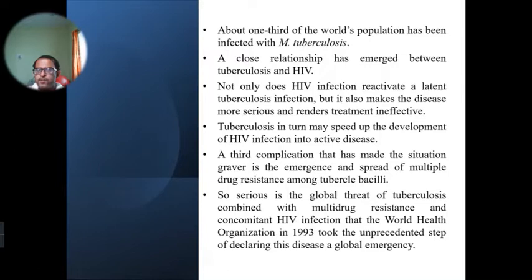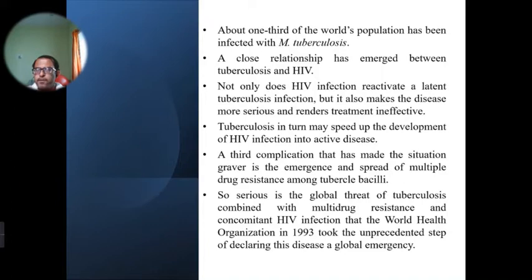Now there is a contribution between these two diseases, HIV infection and tuberculosis infection; there is a correlation between these two. Here HIV infection reactivates the latent phase of tuberculosis and makes the tuberculosis disease more serious and treatment against the tuberculosis infection ineffective. While this tuberculosis infection favors the HIV infection to become an active disease.